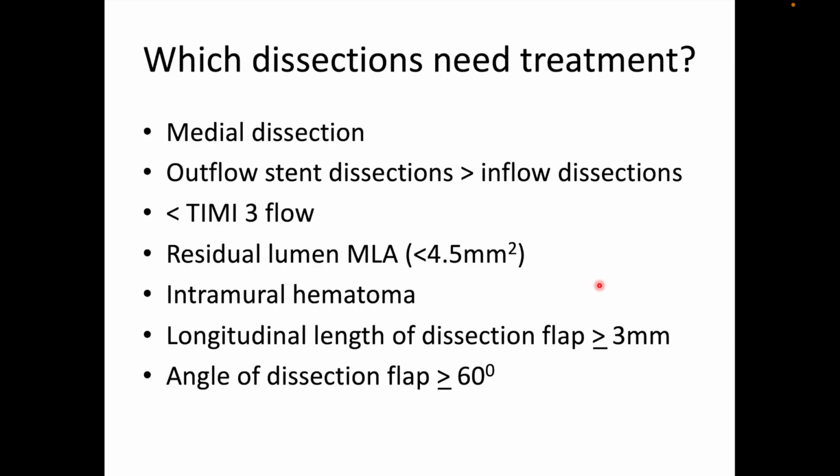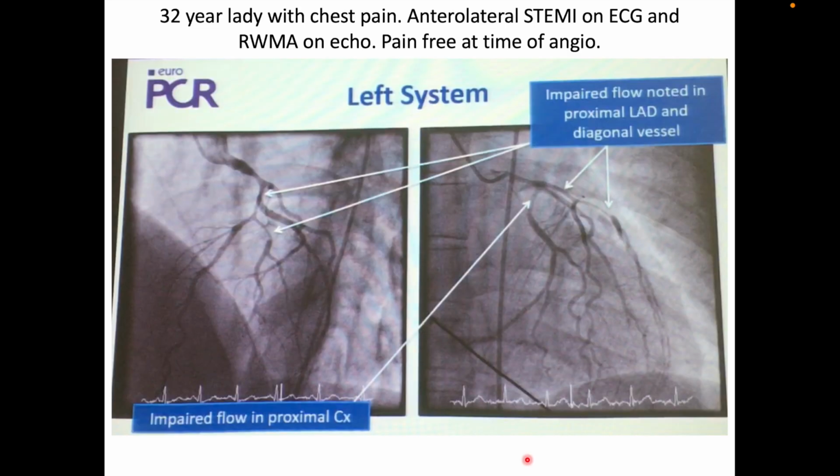So which dissections need to be covered? Dissections extending into the media, then outflow stent dissections are more important than the inflow dissections, reduction in TIMI flow, then significant intramural hematoma leading to residual lumen MLA of less than 4.5 millimeter square, longitudinal length of dissection flap more than 3 millimeter, and angle of dissection of the flap more than 60 degrees.